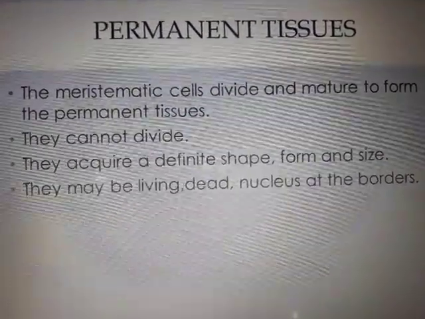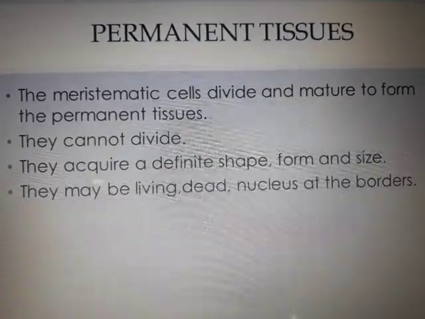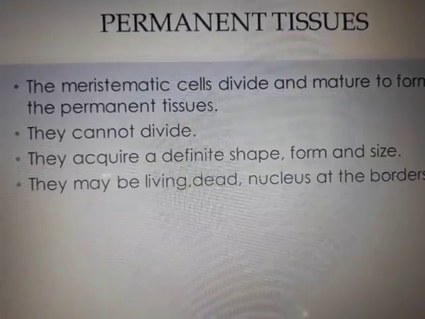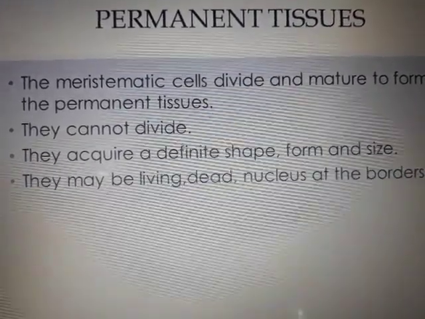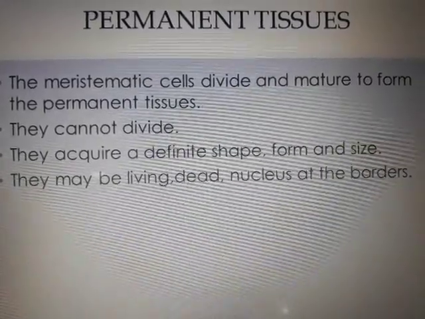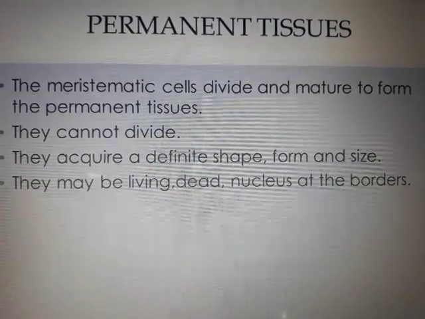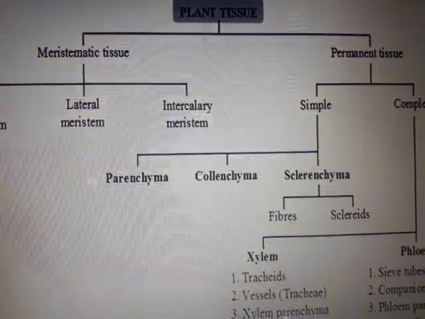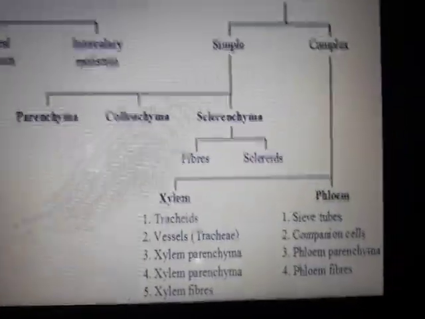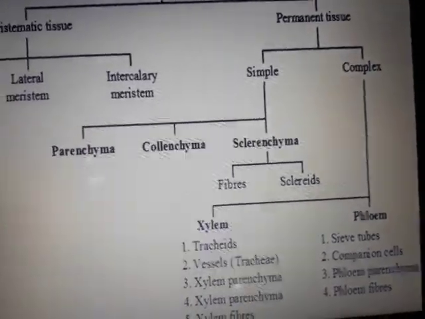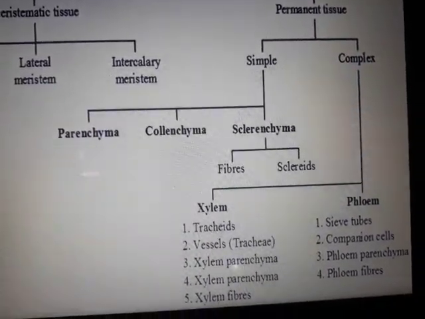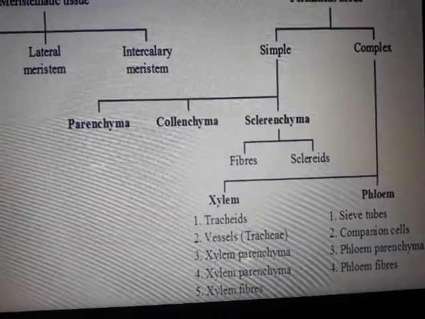The meristematic cells, once they mature to form the permanent tissues, stop dividing and acquire a very definite shape, form, and size. These cells could be living or dead, with the nucleus at the borders. See, focus on the permanent tissues here. Simple and complex. Simple into parenchyma, collenchyma, sclerenchyma. Complex into xylem and phloem.